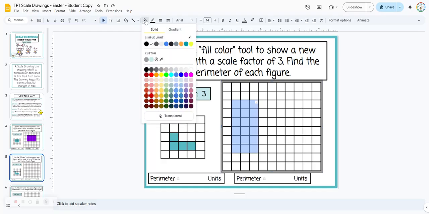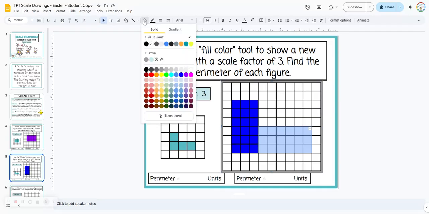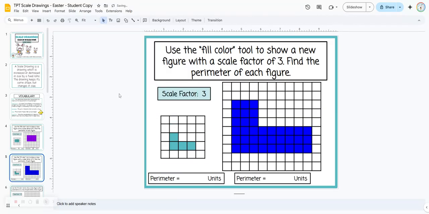Come up here to the fill color bucket. They can choose any color they like. And then they're going to finish filling it in. So this will be 6 going across, 3 going down. And now they've scaled up by a scale factor of 3, which means the second figure is 3 times greater.